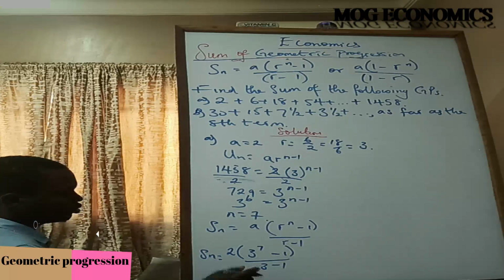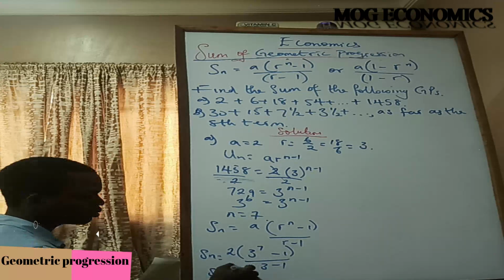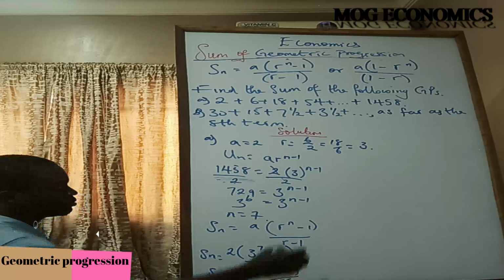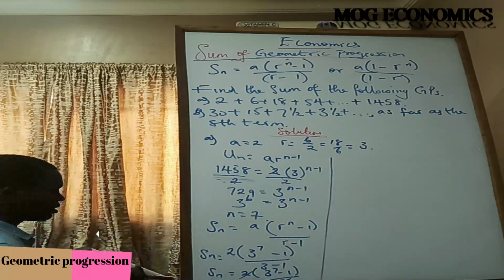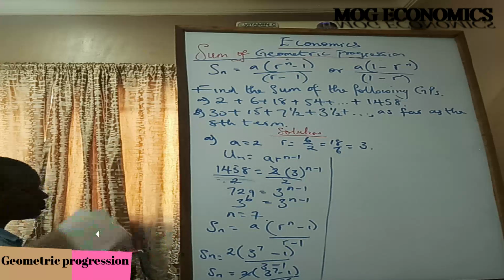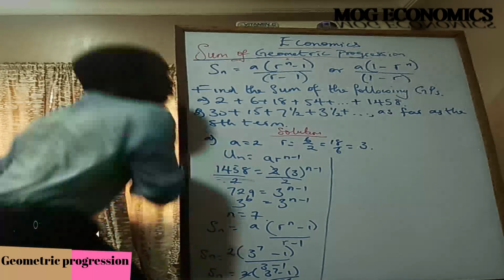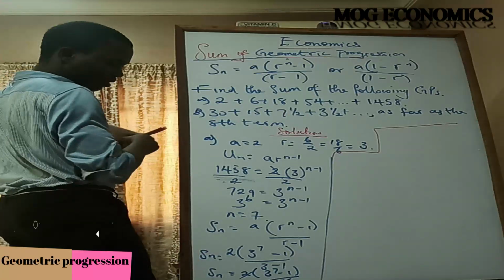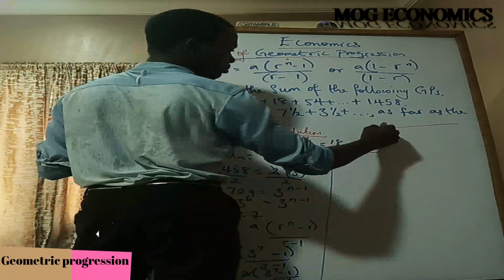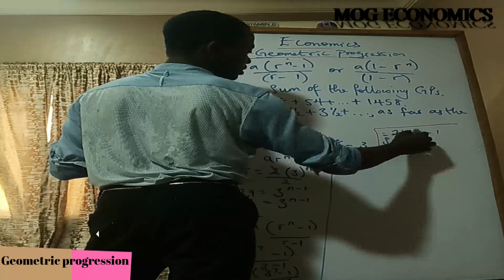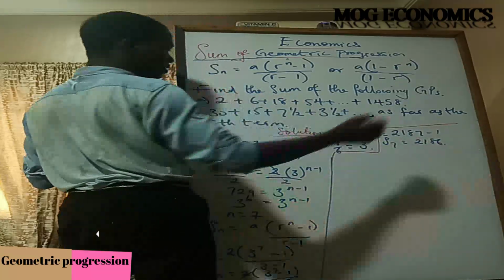Okay. So Sn is basically going to be equal to 2 into bracket 3 raised to power 7 minus 1 divided by 2. So 3 raised to power 7 is going to give us, what did I put here? 2187. So we have 2187 minus 1. And then the sum of the 7 terms is 2186. With that, we are done.